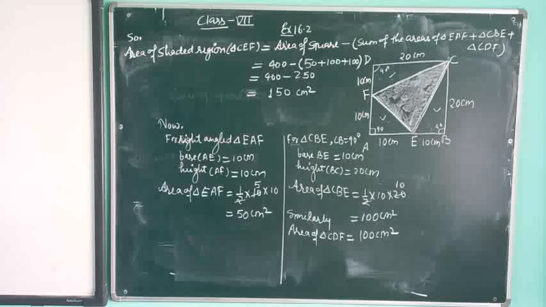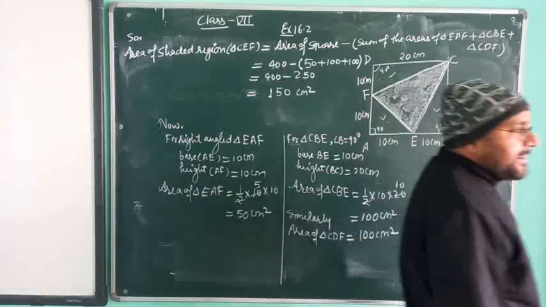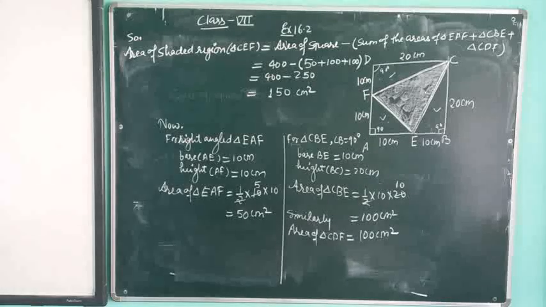Now I am going to discuss some properties of a circle, because the next exercise is based on a circle. How to find out the circumference, how you will find out the perimeter, semicircle, area of a circle. So please complete this one.